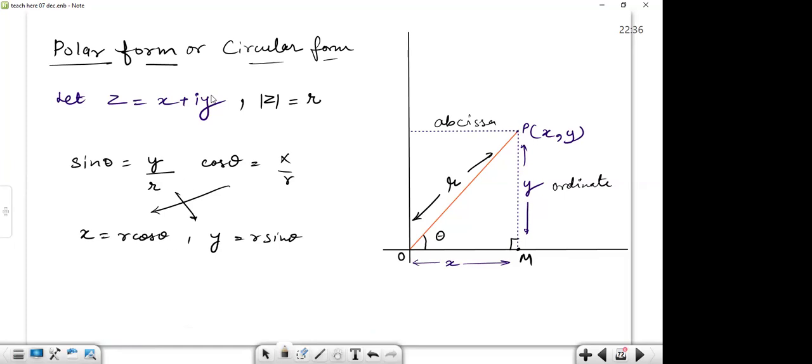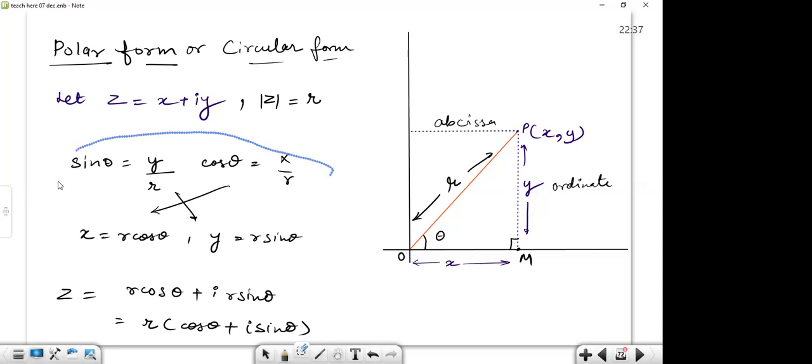So let's replace x and y in the equation. Now z will become r cos theta plus iota into r sine theta. Let's take r common here. It is rewritten as r times cos theta plus iota sine theta. Any doubts, anyone? No, sir. Okay. There was another way to prove this.